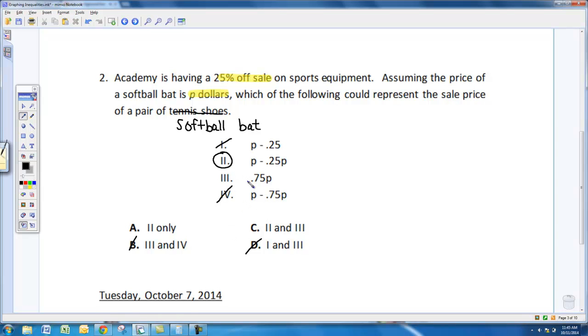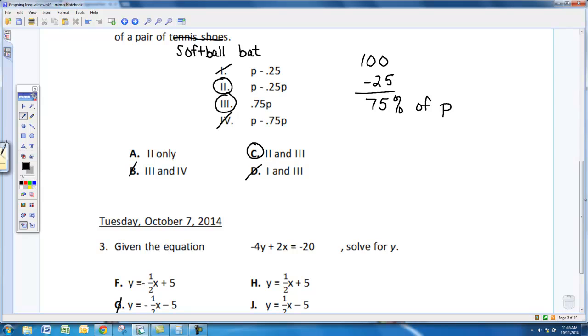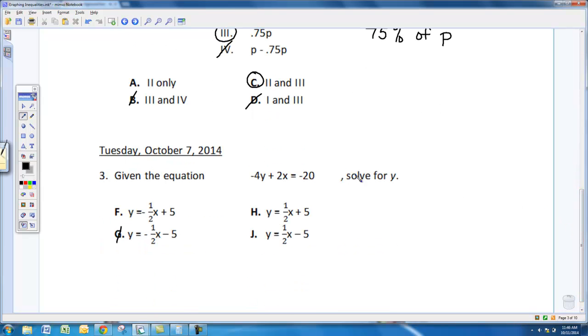So let's look at this answer choice right here. If we were to take the original price and take off 25%, that leaves us with 75%. So that means that we are going to pay 75% of P, the original price. So answer choice 3 is also correct. So C is the correct answer because it includes both answer choices 2 and 3. All right, moving down to number 3.